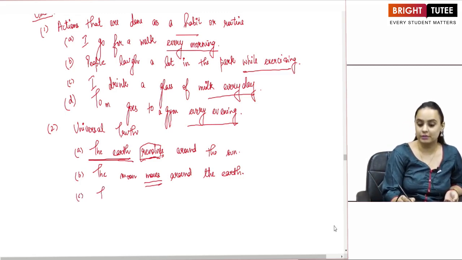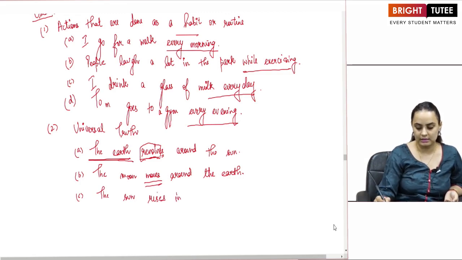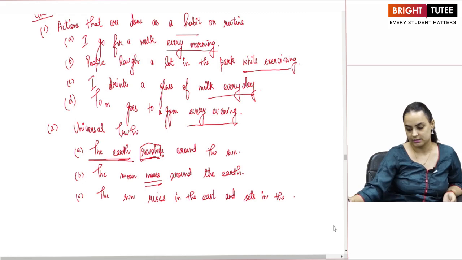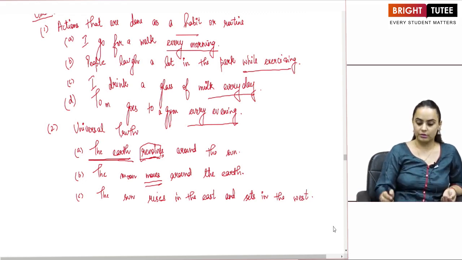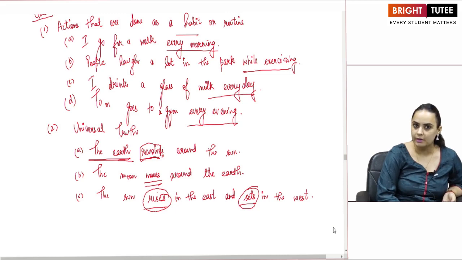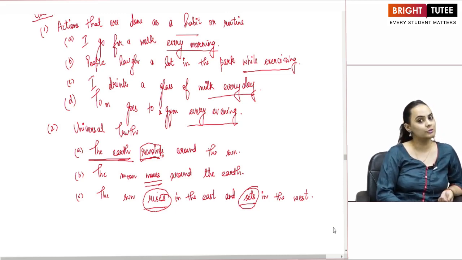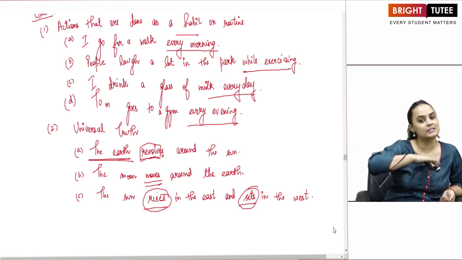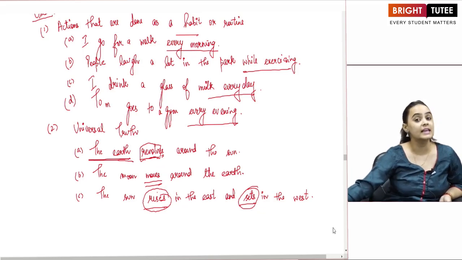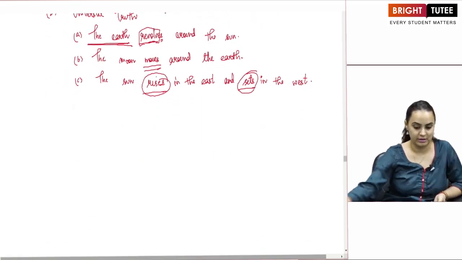If I give you another example, the sun rises in the east and sets in the west. What are the verb forms that I have used? Simple present tense. Rises and sets. Why? Because I'm talking about a universal truth that the sun will rise from the east every time and it is going to set in the west. So this is the second use of the simple present tense.